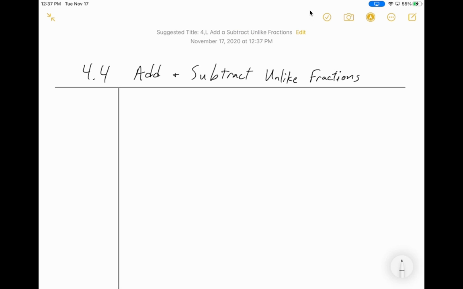Okay, so today we're dealing with adding and subtracting unlike fractions. Again, unlike because they don't have the same denominator. So what we're going to do is we have to change it so that they do have the same denominator. That's the only way we're going to be able to add the fractions. So let's go ahead and get started. Let's start with adding.